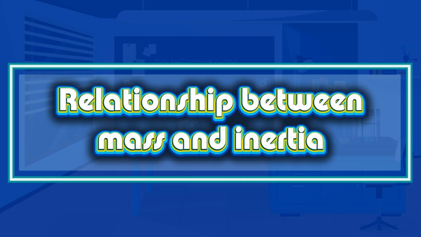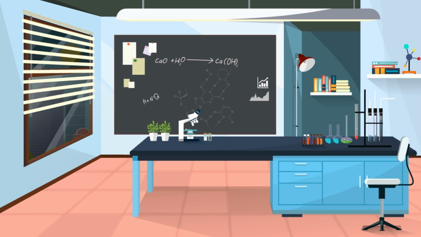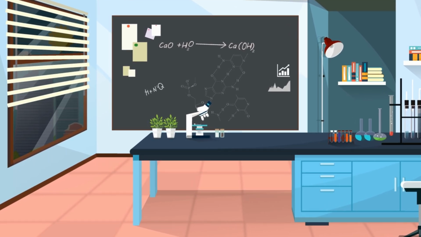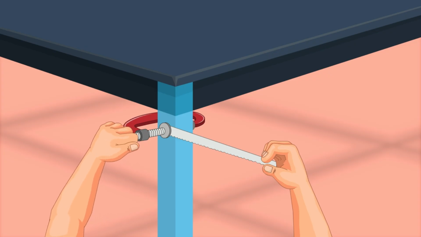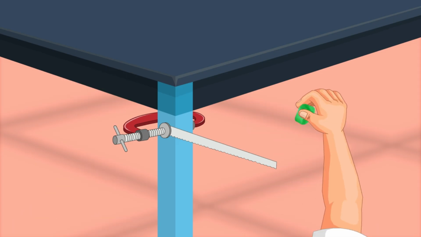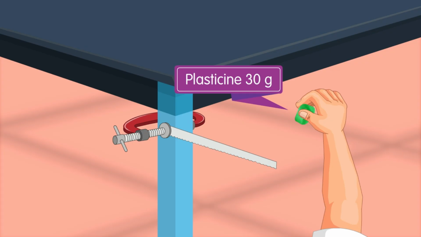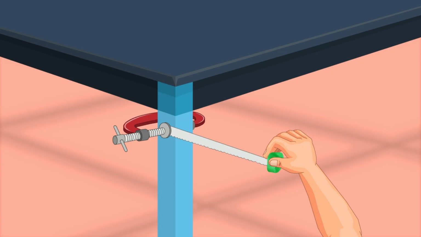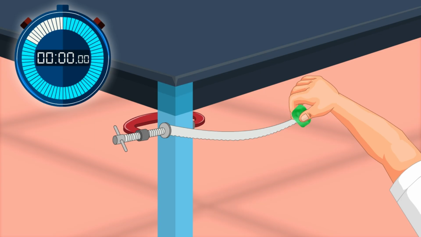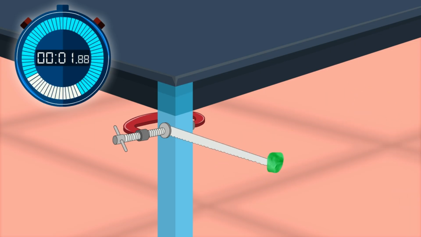Relationship between mass and inertia. We can study the relationship between mass and inertia by conducting the following experiment. Firstly, tightly clamp the hacksaw blade horizontally onto the table leg using the G-clamp. Stick a bit of plasticine with a mass of 30 grams onto the end of the hacksaw blade. Then, slightly pull the end of the hacksaw blade with the plasticine and release it so that it oscillates horizontally.